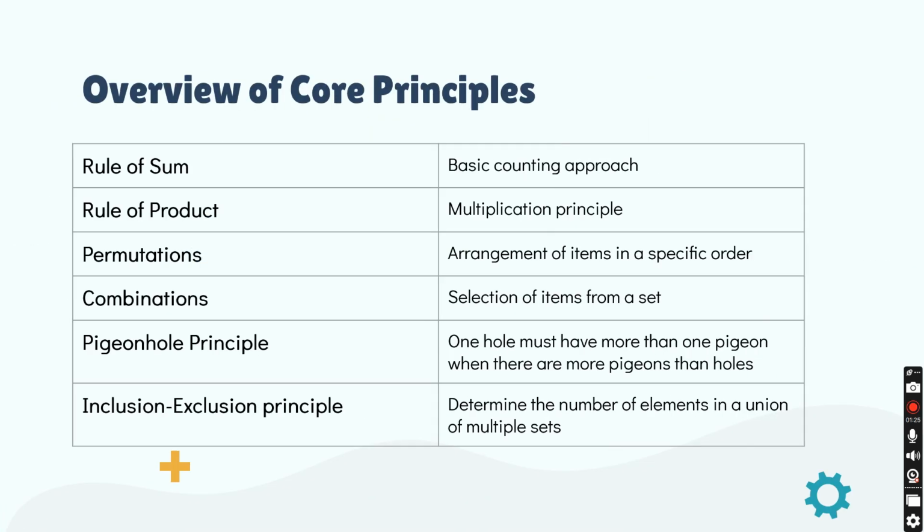The fundamental principles of combinatorics include the rule of sum and the rule of product for basic counting, permutations and combinations for structured selections, and more advanced tools like pigeonhole principle and inclusion-exclusion principle. Each has its own role in analyzing arrangements or counting objects with or without overlaps.